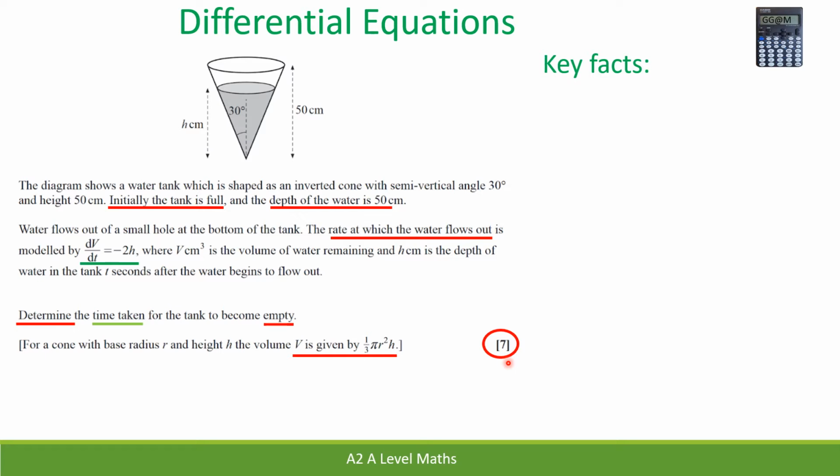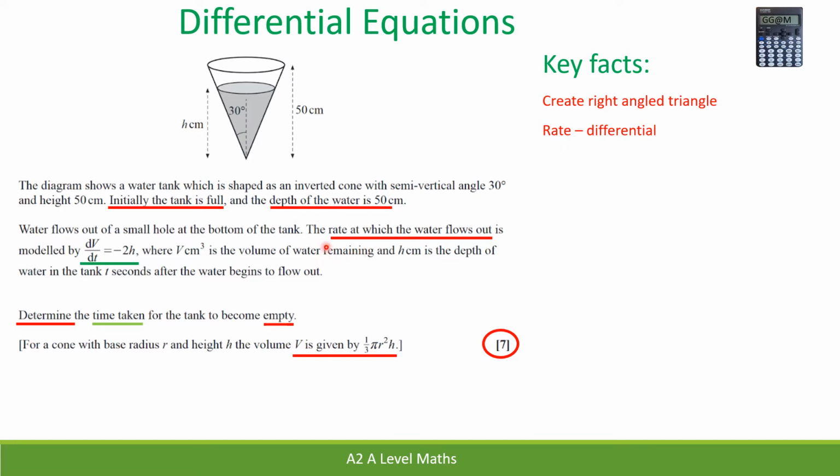Now, your key facts to help you answer this question. You're going to be looking at this diagram. Even though it's a 3D diagram, you need to create yourself a right angle triangle. So if you draw a little triangle across here and create a little right angle triangle here, that will help you work out the relationship between your radius and your height, because you've got an equation here in terms of r and h, and you're going to need to eliminate one of these variables so they're all in terms of the same letter.